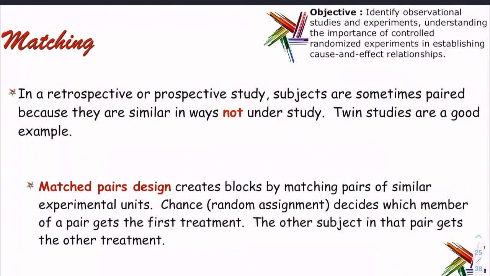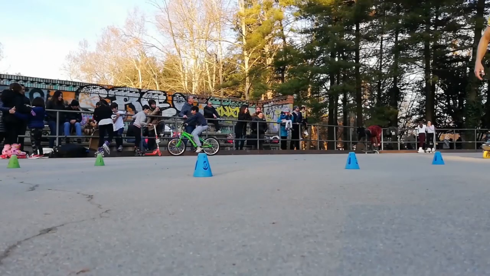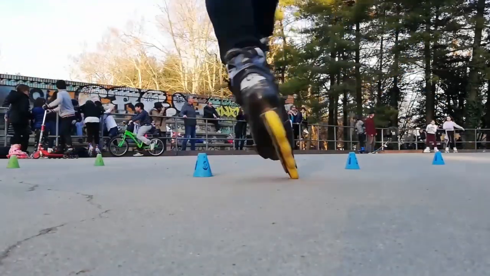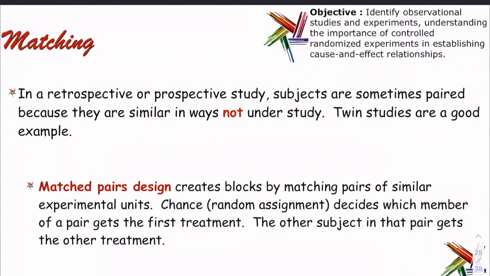If we're talking about matching, in a retrospective or prospective study, subjects are sometimes paired because they are similar in ways not under study. So twin studies are a good example. And this is what we call a matched pair design. A matched pair design creates blocks by matching pairs of similar experimental units. Chance or random assignment decides which member of a pair gets the first treatment. The other subject in that pair gets the other treatment. The way your book describes this is if you look at Olympic speed skaters, one person is randomly assigned the inside track for half the race, and the other person gets the outside track, and then halfway through the race, they switch.